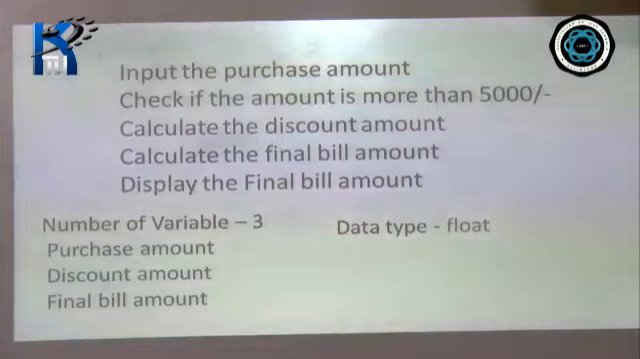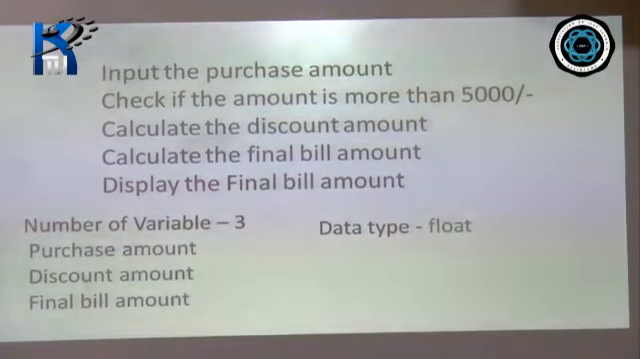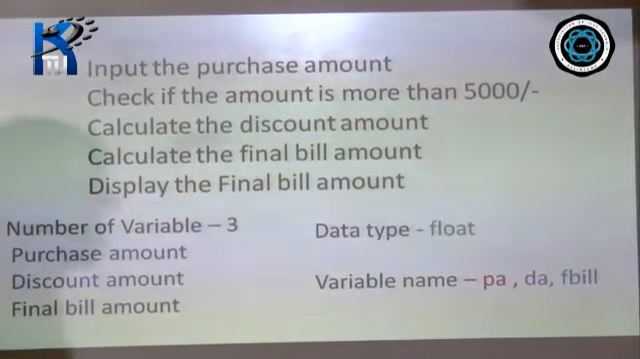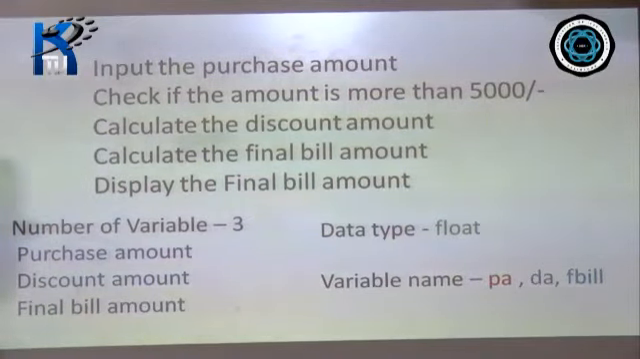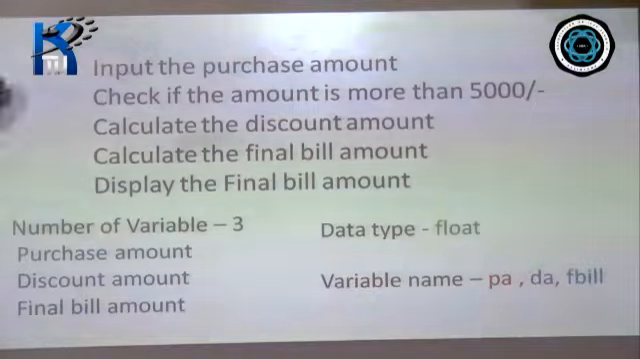All 3 variables we will declare as float. You may declare float or double. Fine. And we will use the following variable names: PA for purchase amount, DA for discount amount, F bill for the final bill amount. Clear? So 3 variables, the names are given, data type is float, and these are the different processes that we need to carry out in our program. So let's proceed with the program.